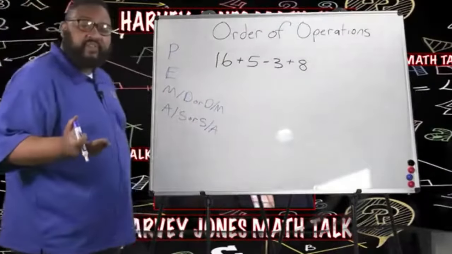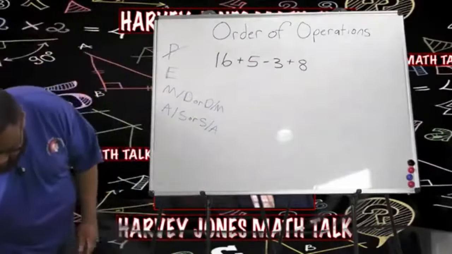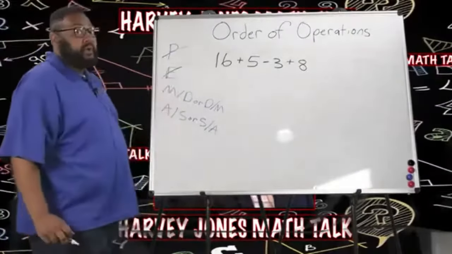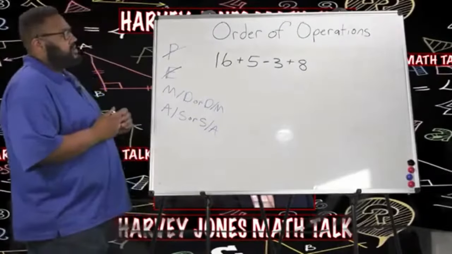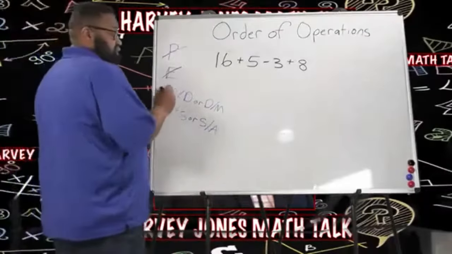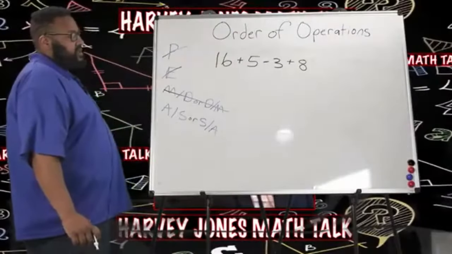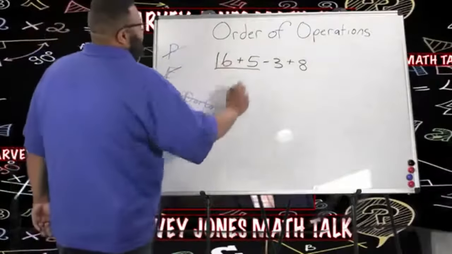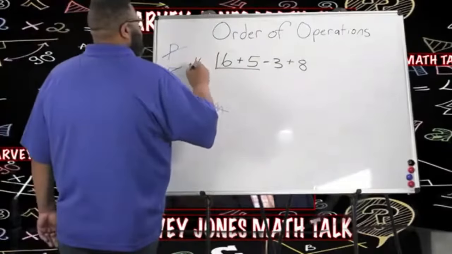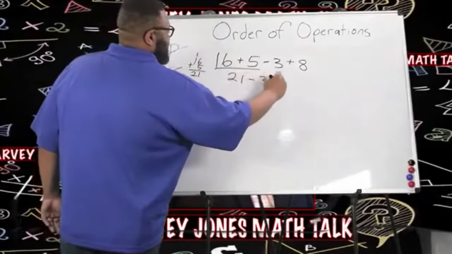First question, first step. Are there parentheses? No. Are there exponents? No. All right. Is there multiplication or division? No. Woo! We jumped all the way down to the bottom. Now, what comes first in this case? Addition. 16 plus 5. We got 21. Minus 3 plus 8.